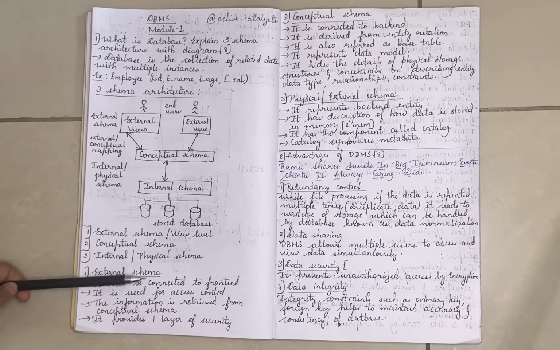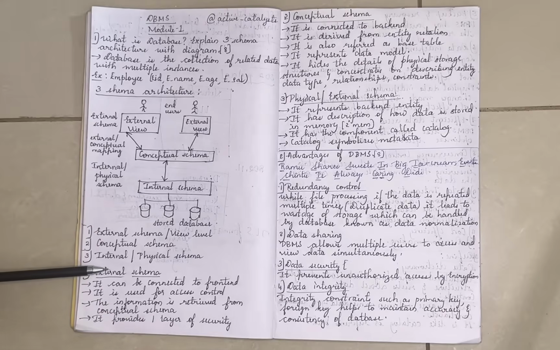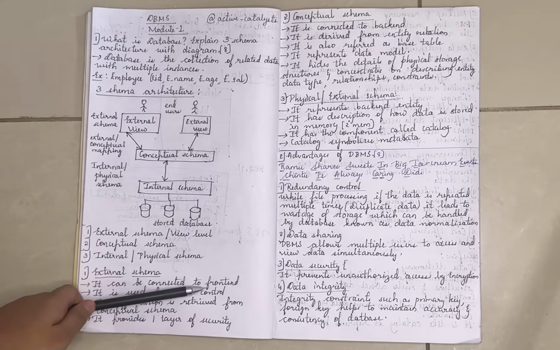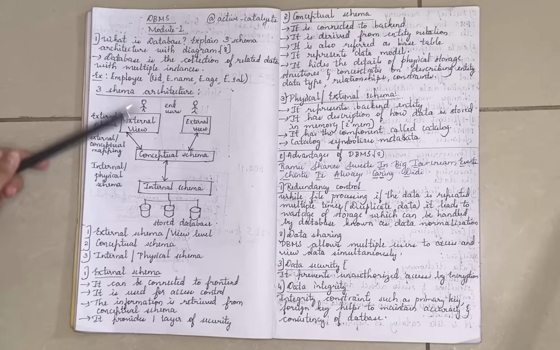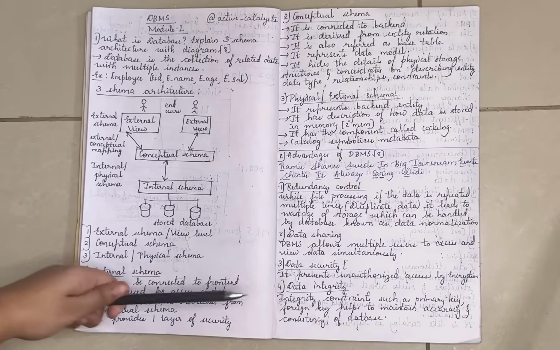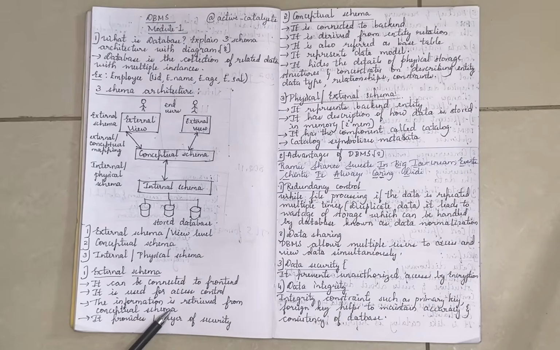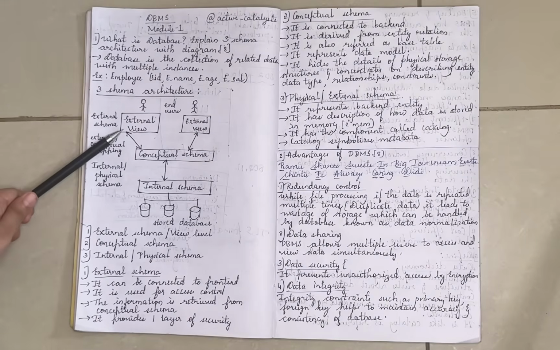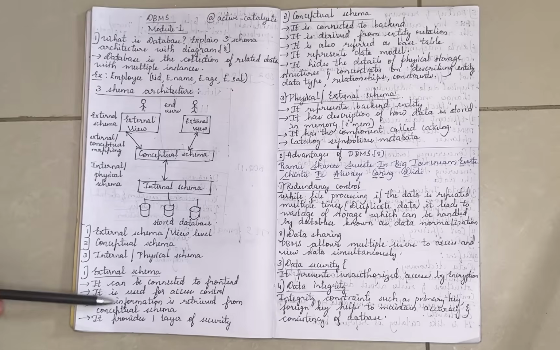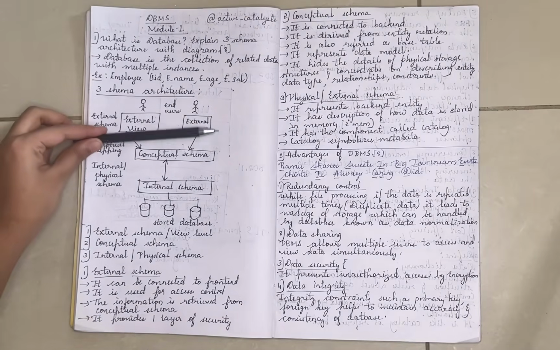Now I've written a very simple explanation, so if you find it easy you can study from this. The external schema can be connected to the front end. Front end means whatever the user sees while trying to find out about the database. It is used for access control. The information is retrieved from the conceptual schema, meaning if the user requests some information, it is taken from the conceptual schema. It provides one layer of security.